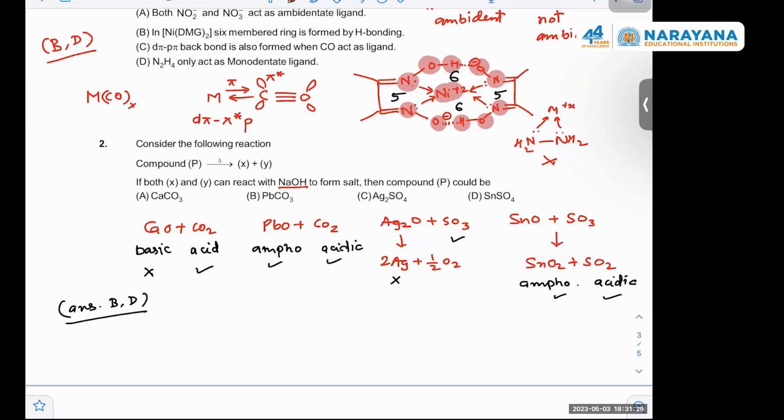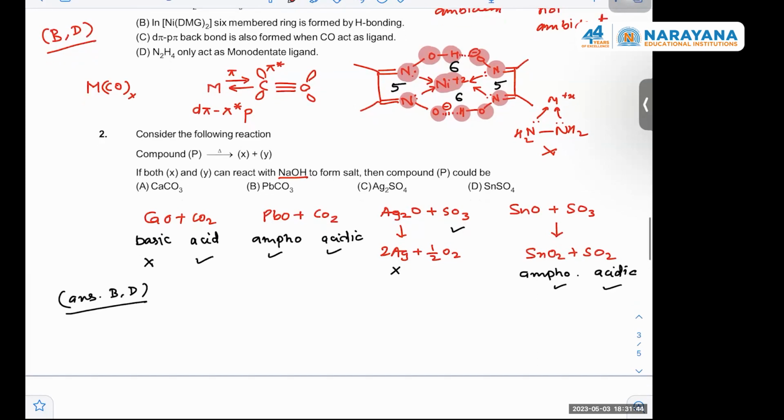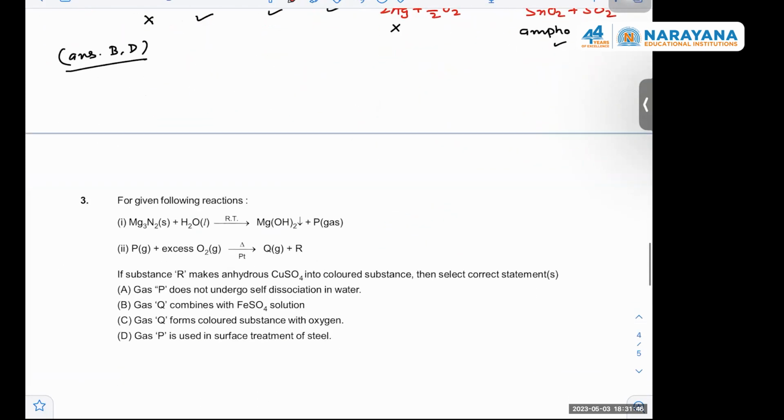Sn is of the 14th group, no? It is having only two common oxidation states, +2 and +4. Right? Yes, sir. Okay. Let us move to the next question.